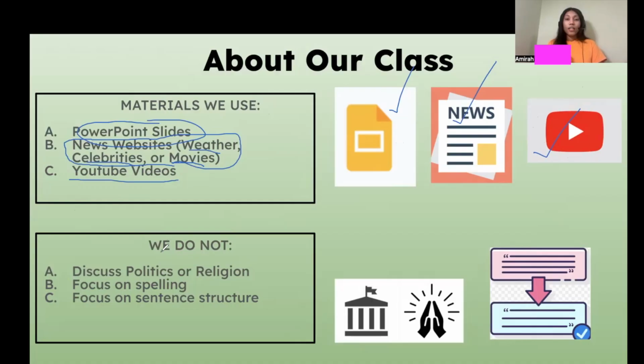Now, I say about our class, we do not. Now, I wanted this language to be a little bit more stern. I know I just said we don't want to create a militant environment, and that means when everything is strict. But with this, I wanted this to be the only stern and memorable rule or standard of our class. We do not discuss politics. So we cross that out. Or religion. I do not focus on spelling.